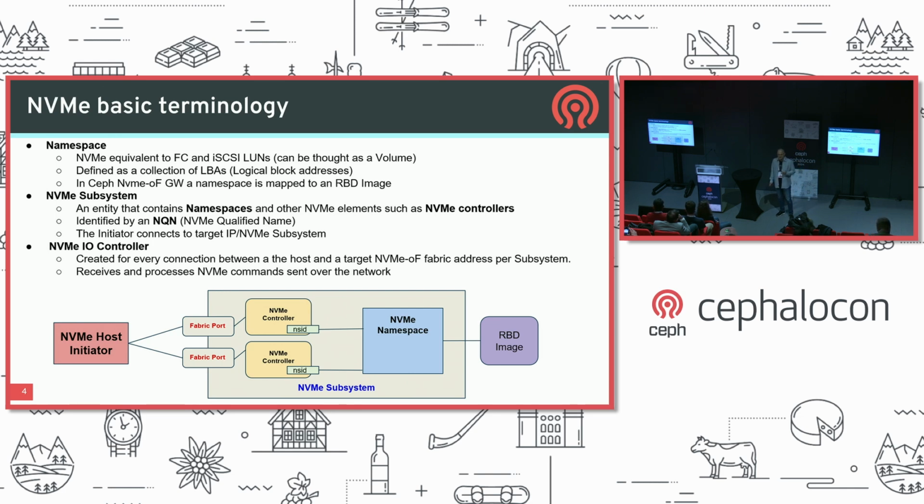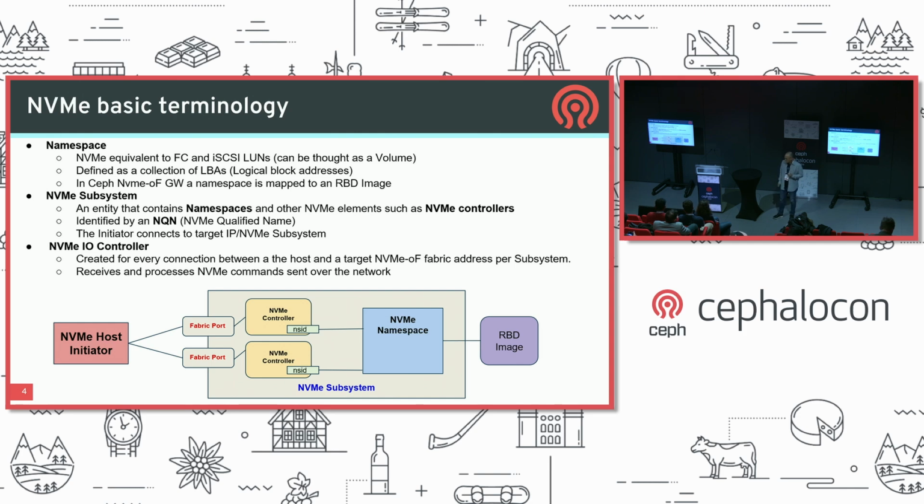Then we have the NVMe I/O controller. We have other types of controllers, but let's talk about NVMe I/O controllers. Whenever an initiator, a host, connects to an NVMe-oF target, an NVMe I/O controller is created for that host, specifically on that target IP address and on that subsystem. So if the same host connects to many subsystems, there will be a lot of I/O controllers on the target side, on the NVMe over TCP gateway, on the different subsystems.